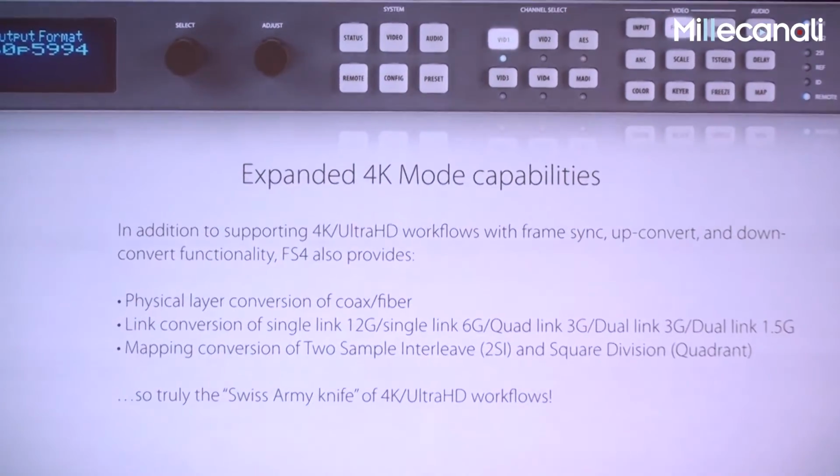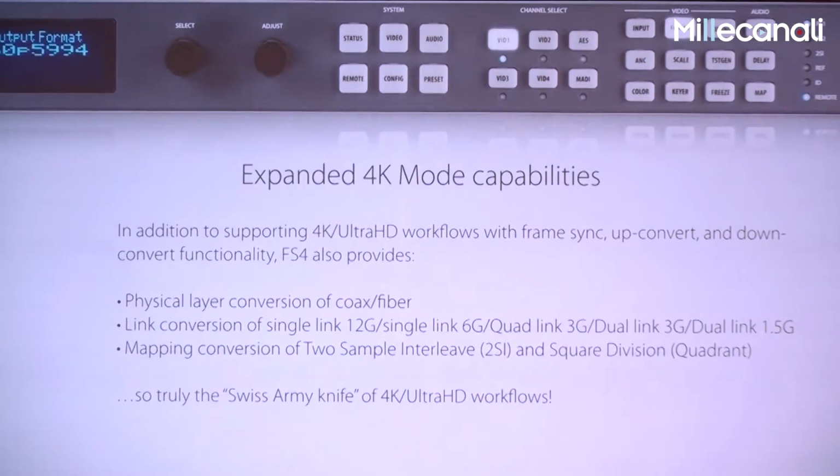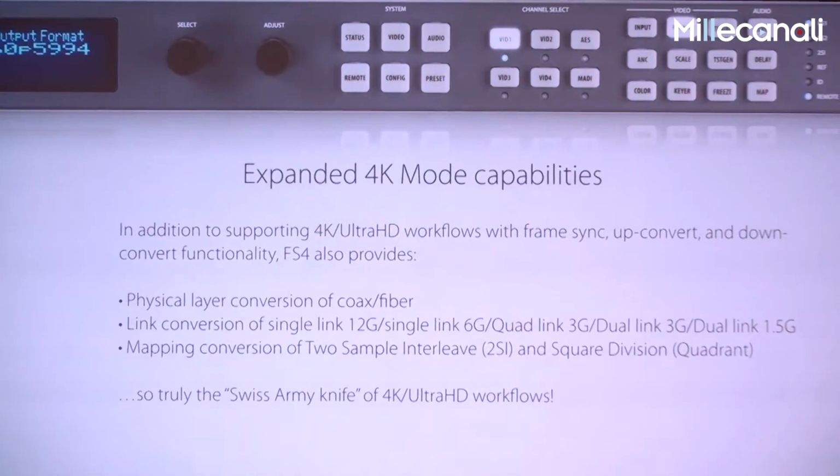Beyond conversions and frame sync, it also has a lot of features that are really going to help out Ultra HD and 4K workflows, like physical layer conversion from coax to fiber, link conversion, so you could convert 12G to 3 gig, etc. Two sample interleave, converting it back and forth to quadrants. And I know that's a hackneyed term, but I couldn't come up with anything better about it being a Swiss Army knife, because this thing really does a ton of stuff.